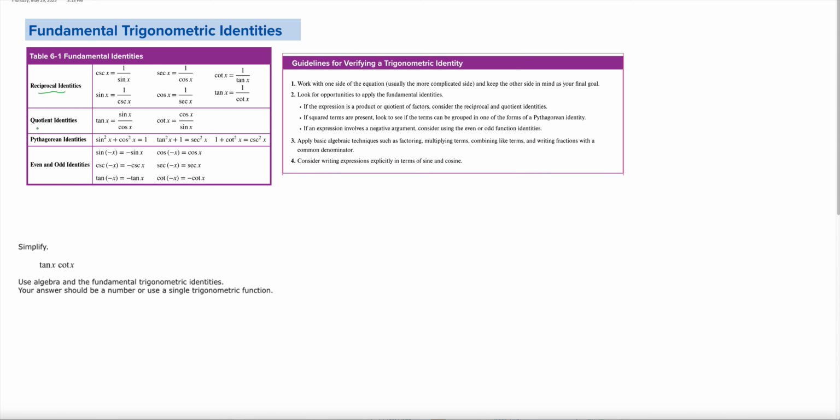We can also express tangent and cotangent with what we consider to be the quotient identities. The tangent is equal to sine over cosine, and cotangent cosine over sine. So we've discussed those, but now we want to formally refer to them as the reciprocal identities and the quotient identities. So now we're going to bring in the Pythagorean identities.